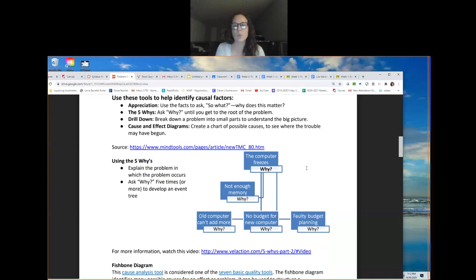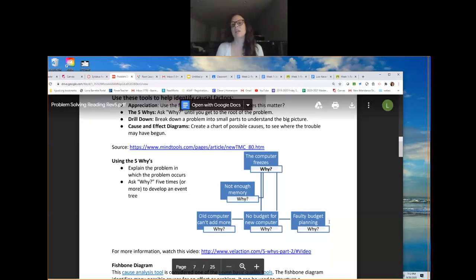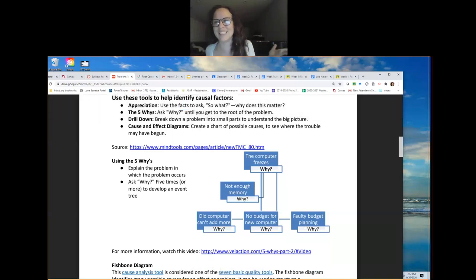Okay, so here's a why diagram, the 5 whys. The computer freezes. Why? Not enough memory. Why? It's an old computer. Why do you have an old computer? I don't have enough money to buy a new computer. Why don't you have enough money? Because I did not budget my money very well with my spending.